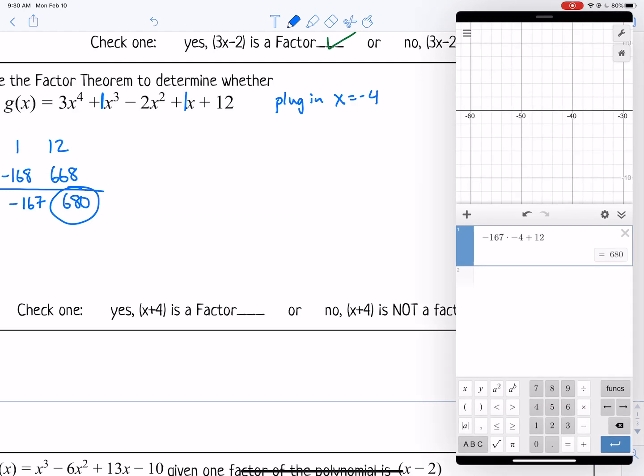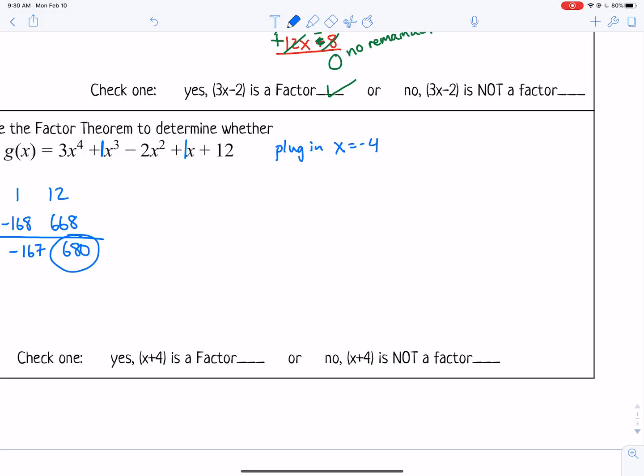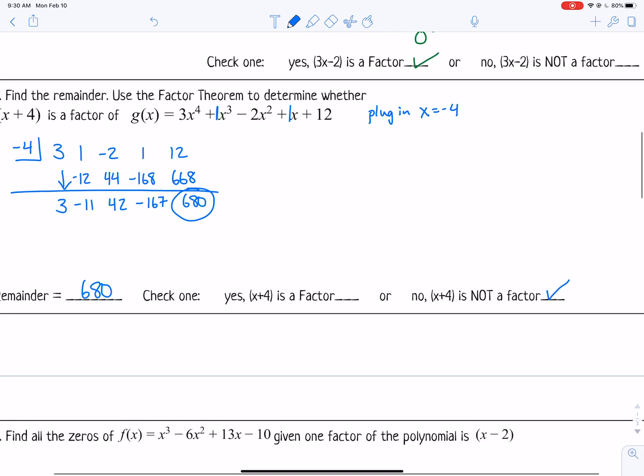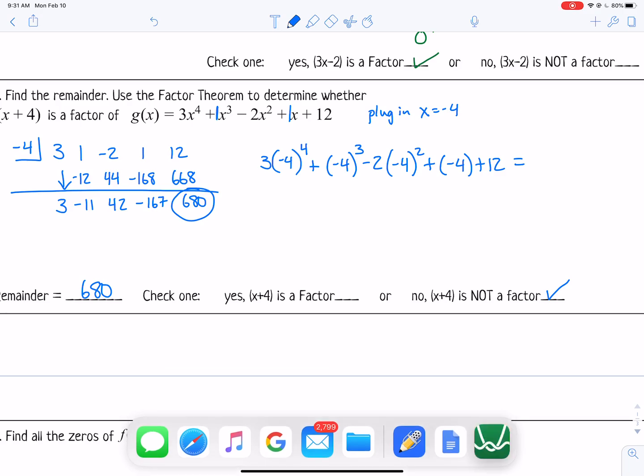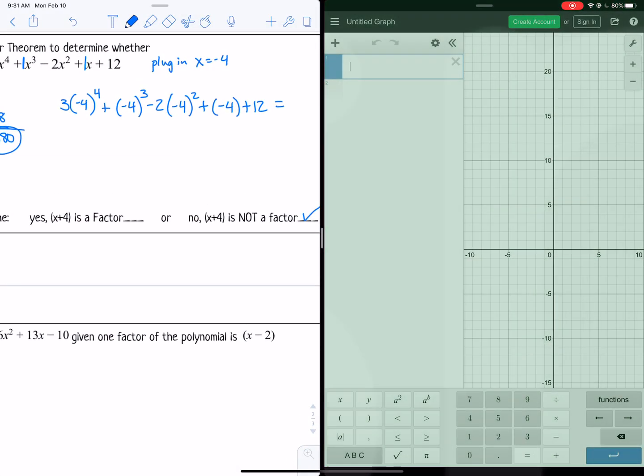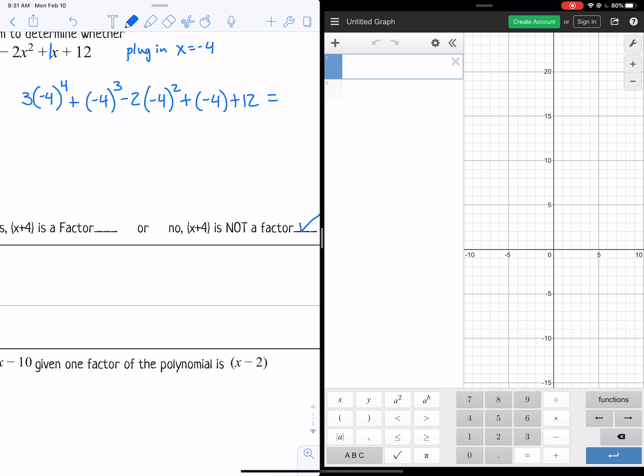So I'm going to leave that there for just a minute. We'll just bring it back. So not a factor. If you plugged in x equals negative 4, so we have 3 times negative 4 to the 4th power plus negative 4 cubed minus 2 times negative 4 squared plus negative 4 plus 12. I would make sure you put it all in parentheses to make sure it calculates it correctly. All right, so we could check and see if that would also give us the same answer.